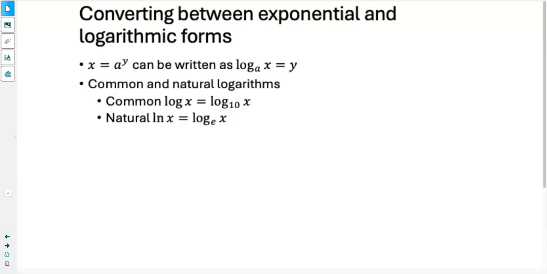So converting between exponential and logarithmic forms, if we have something written as x equals a to the power y, it can be rewritten as log base a of x equals y. And we have common logarithms and natural logarithms. So if we have log x, so we don't have a base written, that's the same as log base 10 of x. And if we have a natural log, so ln x, that's the same as log base e of x.